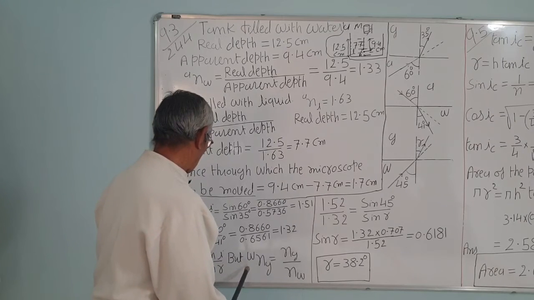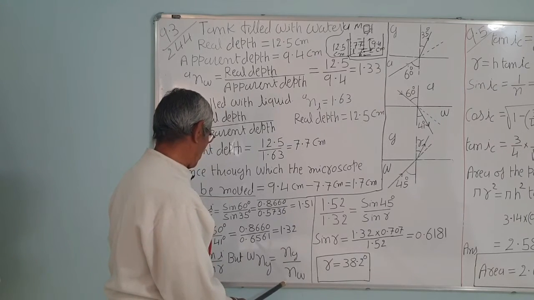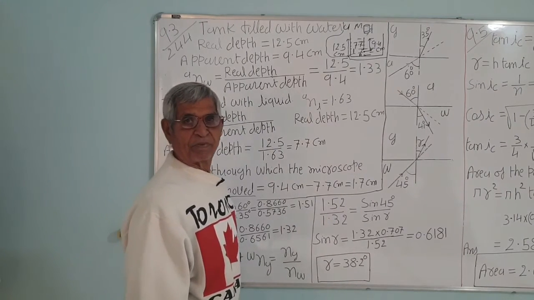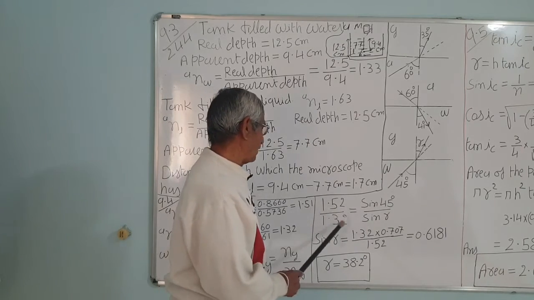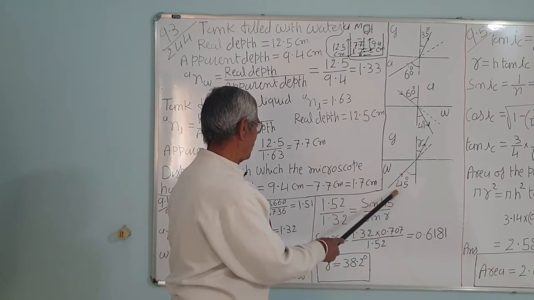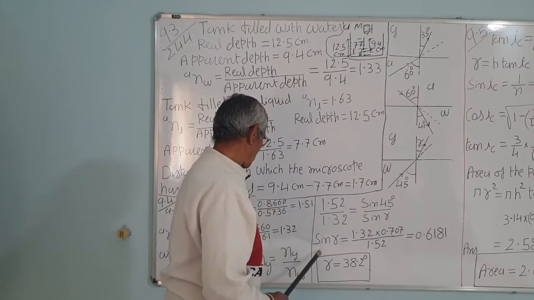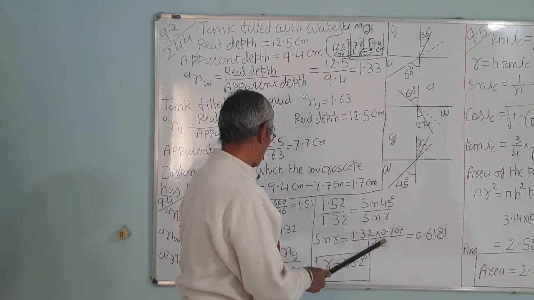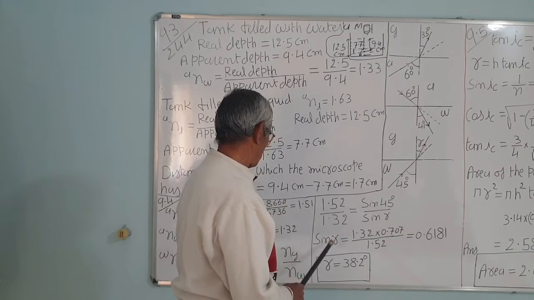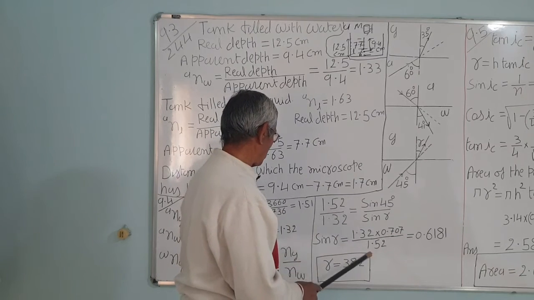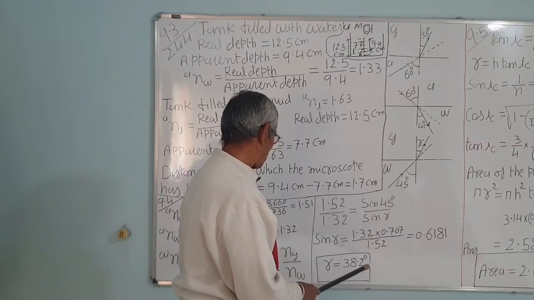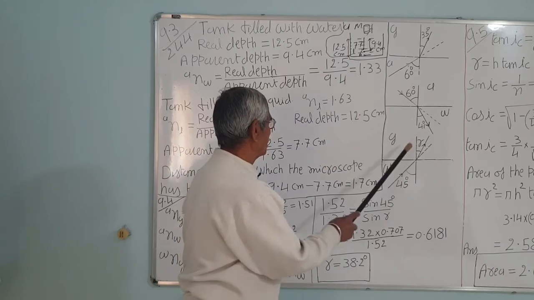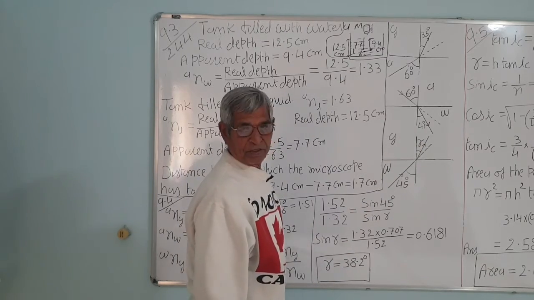That is Wng is equal to Ng upon Nw, correct. Refractive index of glass with respect to water is equal to refractive index of glass upon refractive index of water, and that is 1.52 upon 1.32 is equal to sin 45 upon sin R, correct. Therefore sin R, take on this side: sin 45 is 0.707 into 1.32 upon the denominator 1.52, that comes about 0.6181. So R is equal to 38.2. So this is 38.2. This is the answer.